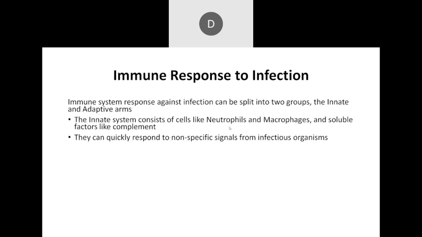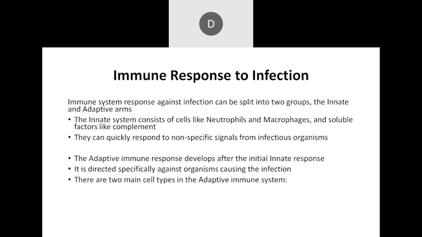The innate system consists of cells like neutrophils, macrophages, and soluble factors like complement, etc. They can quickly respond to non-specific signals from any infectious organisms which might infect the body. The adaptive immune response develops after this initial innate response, and it's directed specifically against the organism causing the infection. So it's a targeted response. The two main cell types in the adaptive immune system are the B cells that make the antibodies and the T cells that drive cellular immunity.